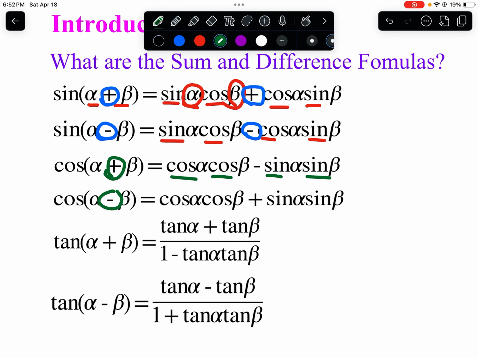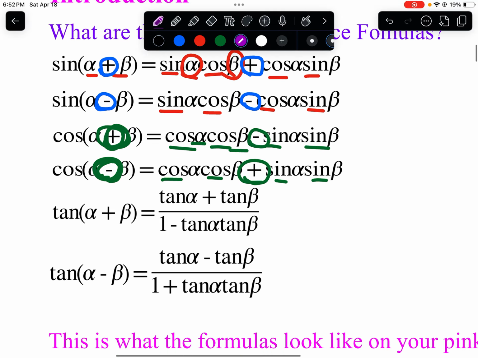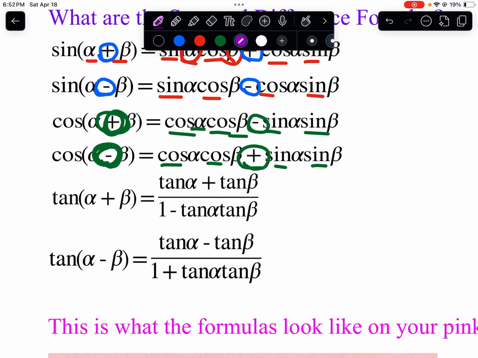Cosine is similar in that whether it's adding or subtracting, it goes cosine, cosine, sine, sine, with alpha, beta, or a, b, whatever you want to call it. The difference with cosine is that if we have addition in the middle here, then it's subtraction over here. So it's kind of backwards: if it's subtraction over here, then it's addition over here.